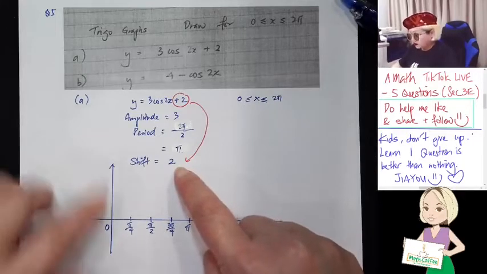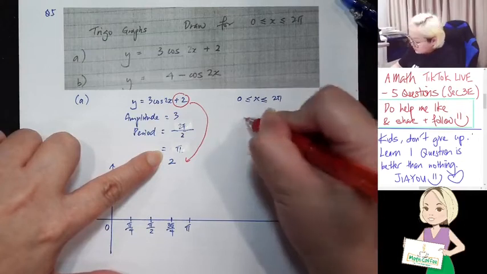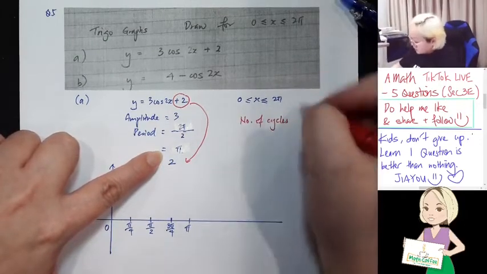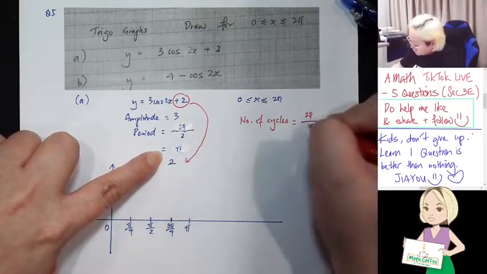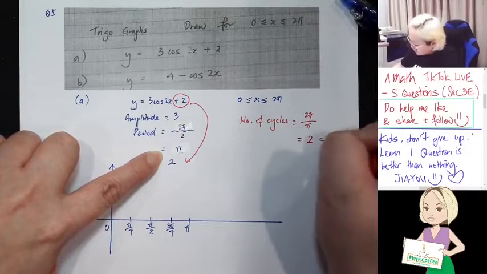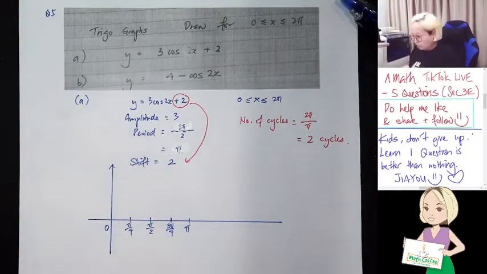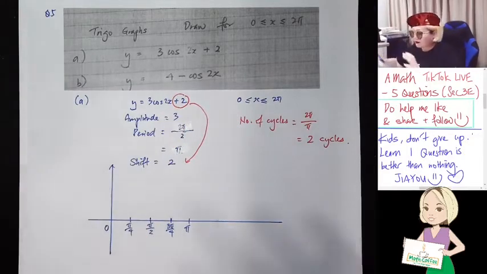Okay? Period is pi. So the number of cycle that I need to draw is using the range here, which is 2 pi divided by the period. So I know I need to draw 2 cycle. Do you understand? The shift 2 is this one. Graph shifted up by 2.